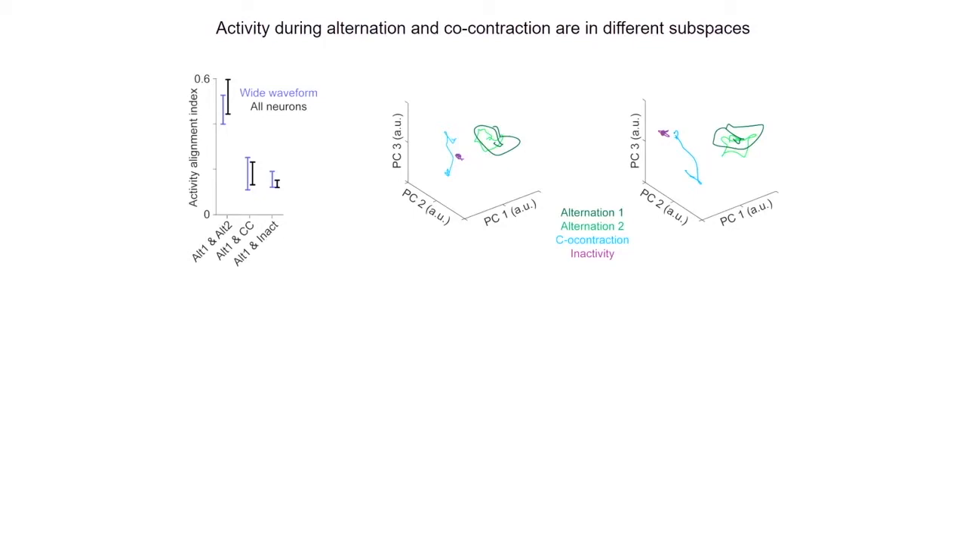but the overlap we see when we compare the activity subspaces from alternation and co-contraction is much lower. It's down around 20%. And that 20% value is actually on par with the amount of overlap we see in the subspaces inhabited during alternation and when the muscles are actually completely inactive.